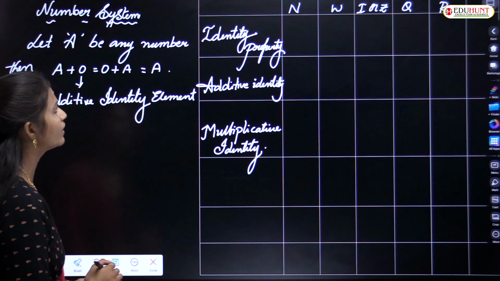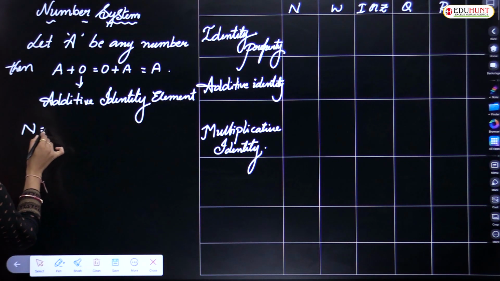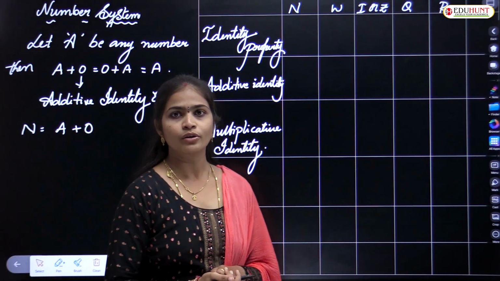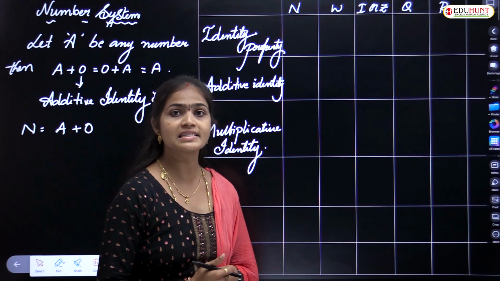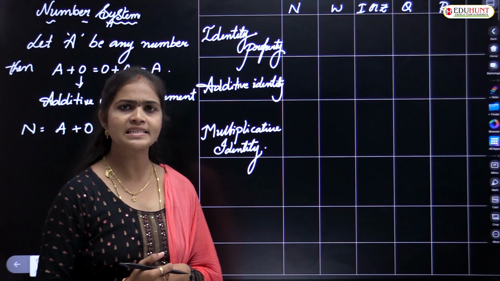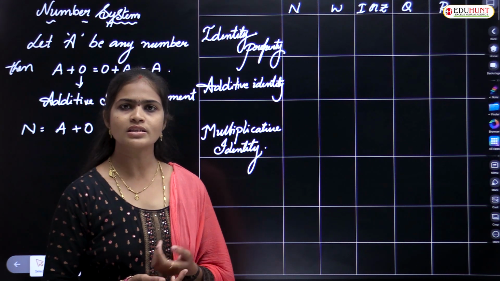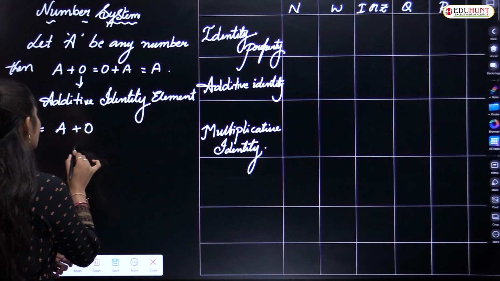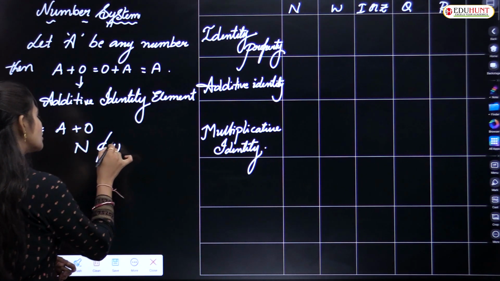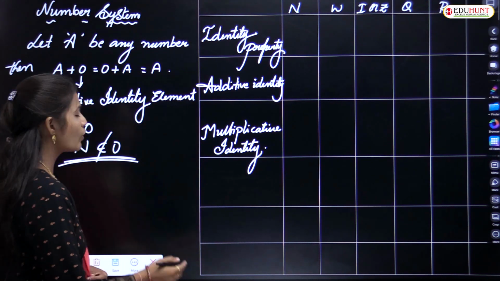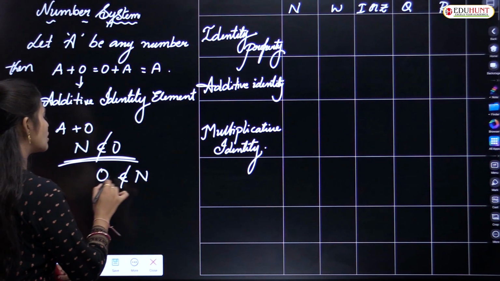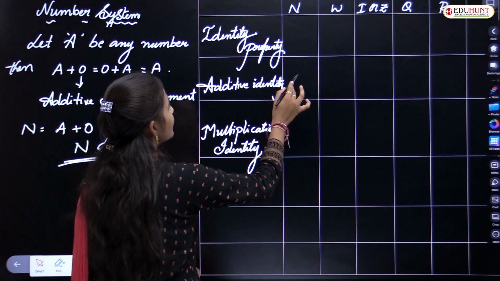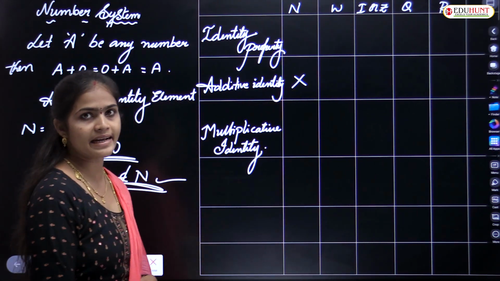This is very important. Now come to natural numbers, where the condition is A plus 0. Is it possible to find 0 in the natural numbers? 0 is not there in the natural numbers; 0 is there in the whole numbers. So 0 does not belong to the natural numbers. That's why under natural numbers it is not satisfied.